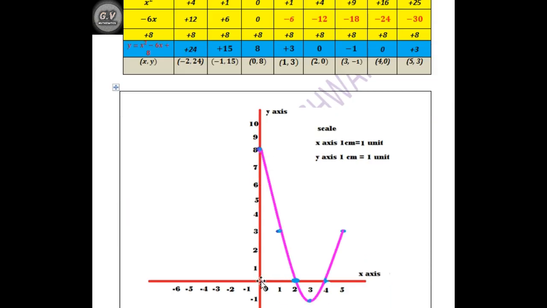Here 0 comma 8. Next 1 comma 3, 2 comma 0, 3 comma minus 1, 4 comma 0 and 5 comma 3. By joining all these points, we get the given curve, a parabola. This parabola intersects the x-axis, touching it at x equal to 2 and x equal to 4. Here 2 comma 4 are the zeros of the polynomial.